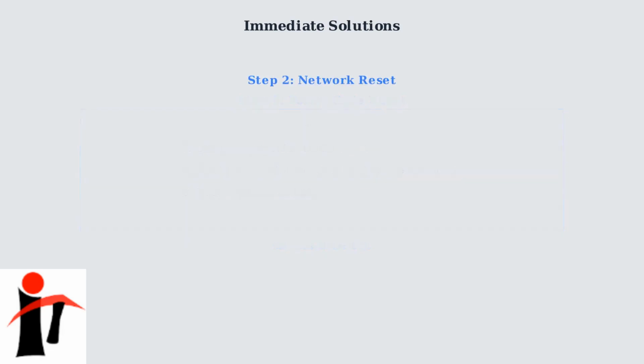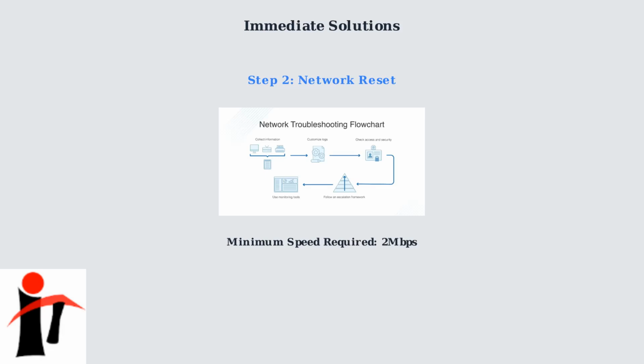If the power cycle doesn't work, perform a network reset. Check your Ethernet or Wi-Fi connection stability, restart your router before the YouView box, and ensure you have at least 2 megabits per second connection speed.